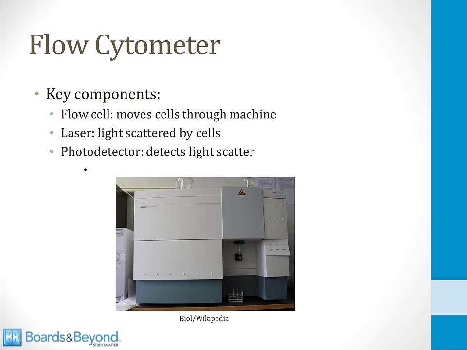Shown on the screen is a picture of a flow cytometer. The key components are a flow cell, which moves cells through the machine. There is a laser, which bombards the cells with light that will be scattered. And then there is a photodetector, which detects the light that is scattered by the cells.